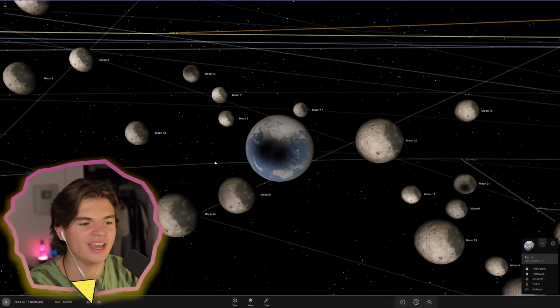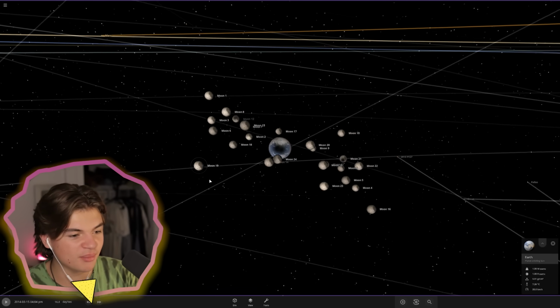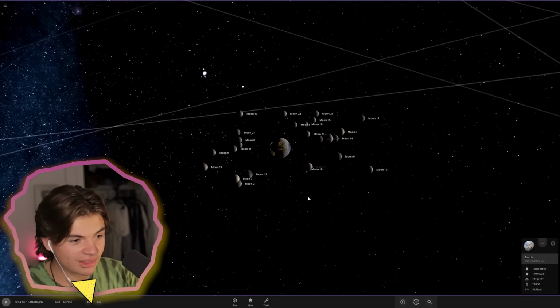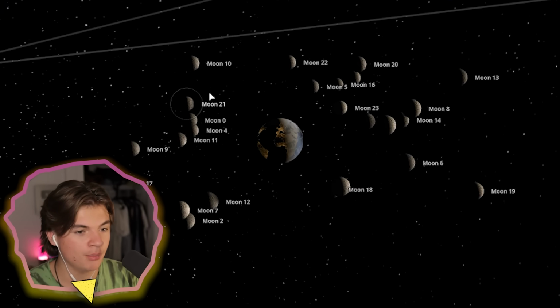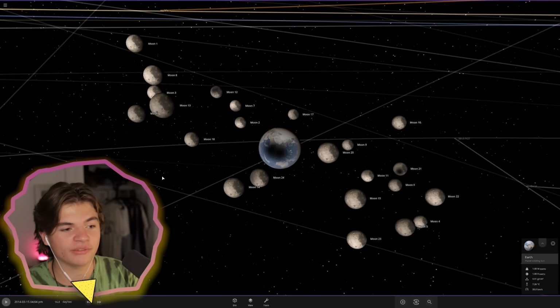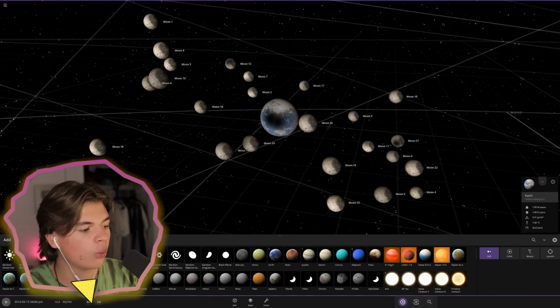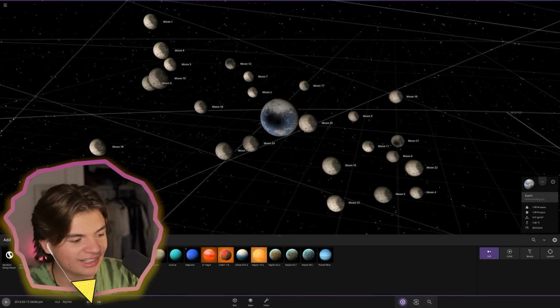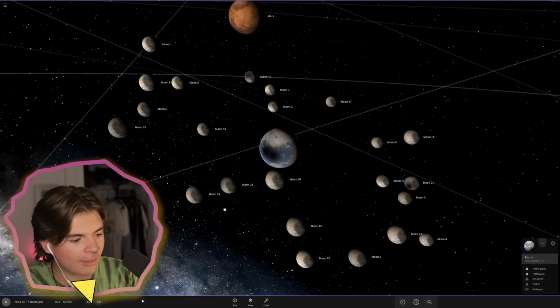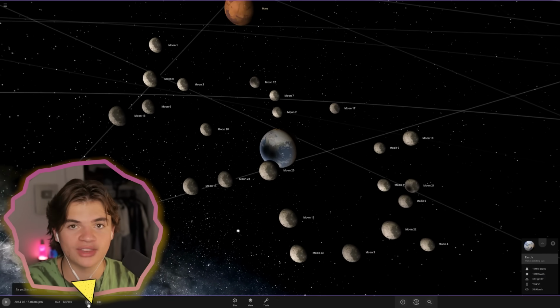Here is Earth again. You may notice there are a lot of moons. Yes, I think there's a total of 21 moons. So we're gonna see what happens if 21 moons crash into Earth, and we're also gonna throw one Mars at it to see if it can recover. So let's see what happens if all of these crash into Earth at the same time.